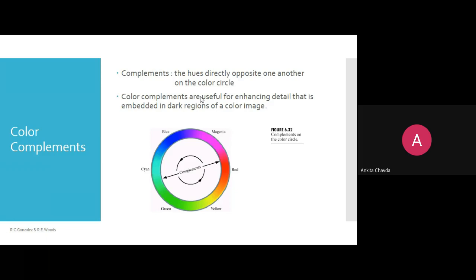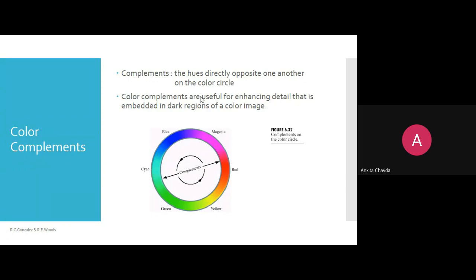The color complements are useful for enhancing the detail that is embedded in the dark region of the color image. If suppose I want to see something inside this black, so we have done image negative. Do you remember that? Right?